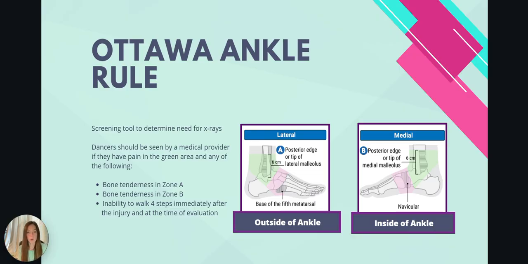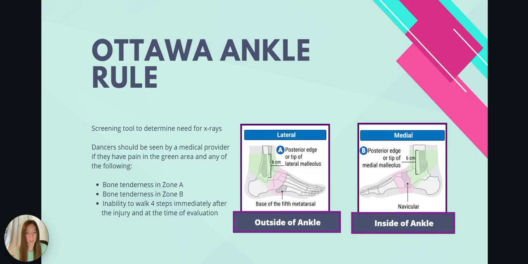The first two components of this screen are going to be bony screens. So we're going to start on the outside of the ankle. We're going to find that lumpy, bumpy guy and poke right on the tip. Is it tender? If not, you can start working your way up about 2.5 inches along the backside of that bone. Again, screening for that bony tenderness.